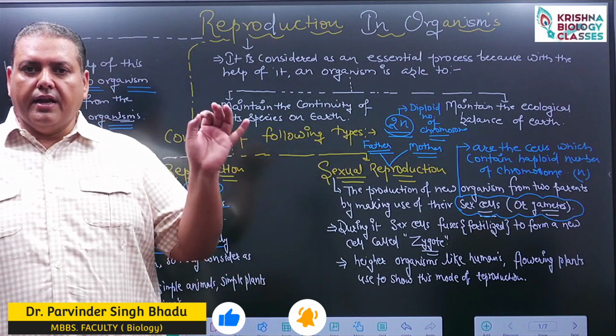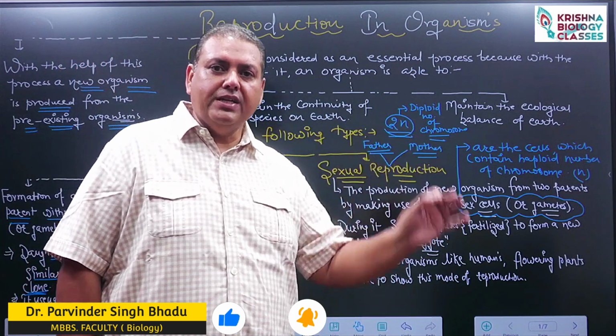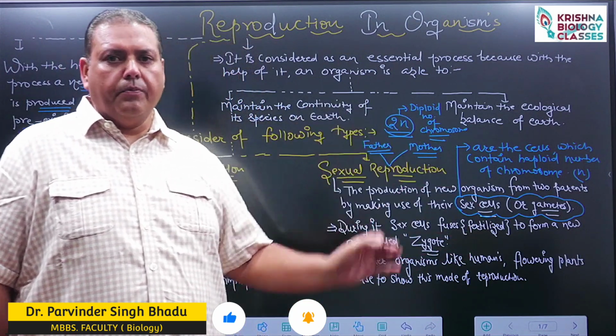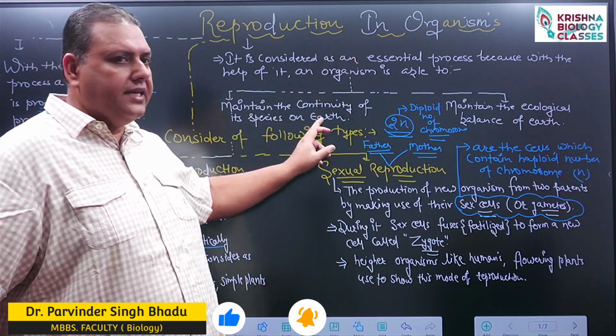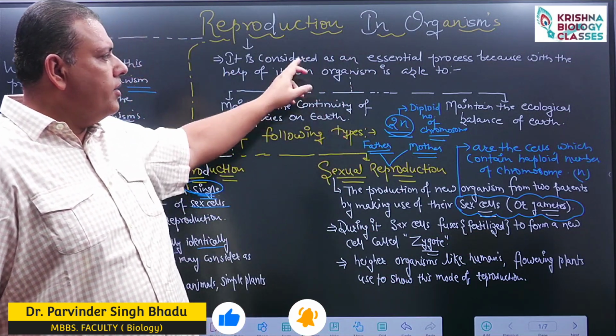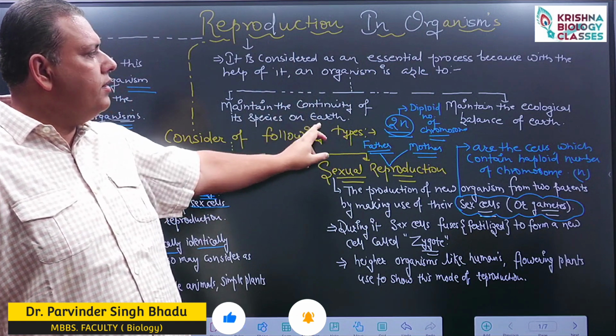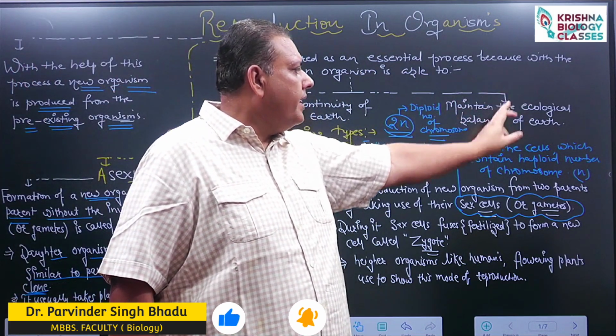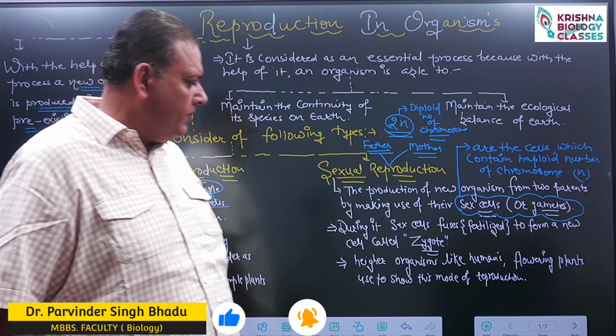So we say reproduction is the process by which a new organism is formed from a pre-existing one, considered as an essential process because it helps to maintain the continuity of the species on Earth and also maintain the ecological balance.